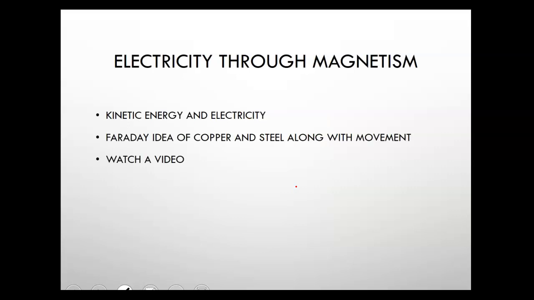Electricity through magnetism. That's the most dominant way. This is the fourth way and the most dominant way to generate electricity. Every power plant is using this means to generate electricity, which is basically transforming kinetic, mechanical energy into electricity. And again, it was Faraday's idea of copper and steel along with movement. And I will post a video regarding this idea and how it works.